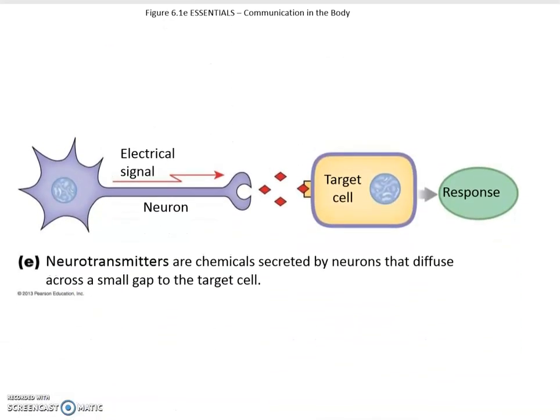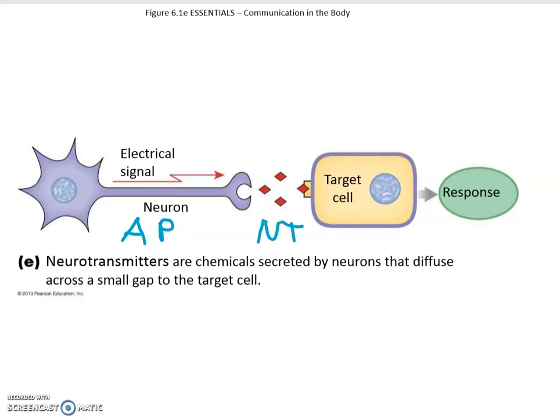So here's what that would look like. You have some sort of a neuron, and this electric signal here will be communicated via action potentials. I'm going to abbreviate that here with AP, action potentials, very fast communication. Now we're going to reach the end of this axon, and how do we get the signal across? Here's the target cell. So now we're going to release a neurotransmitter, an NT, neurotransmitter.